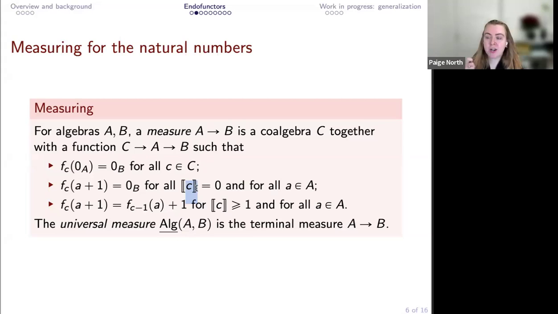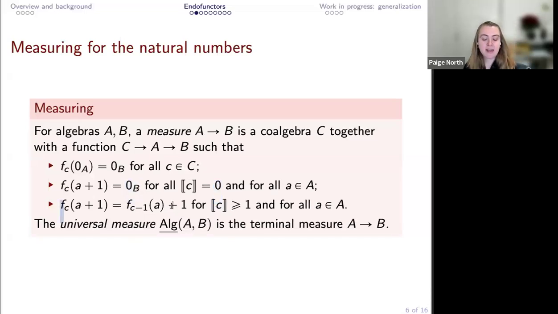So when I have a partial endofunction on x, I can ask how many times do I have to apply that endofunction for it to not be defined? The minimum number of times I should apply that for it to not be defined. And that's what this bracket is telling me. So if I have an element of my coalgebra with index 0, meaning that the value of the partial endofunction is undefined at c, then I should send this guy to 0.